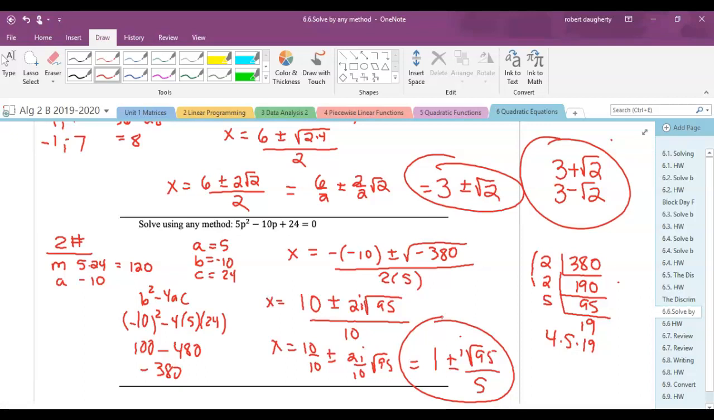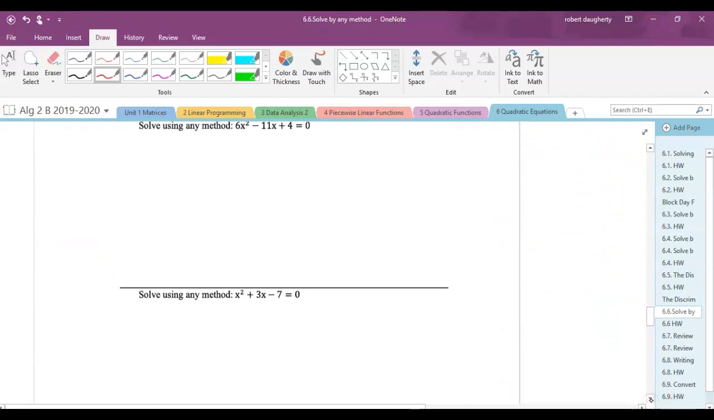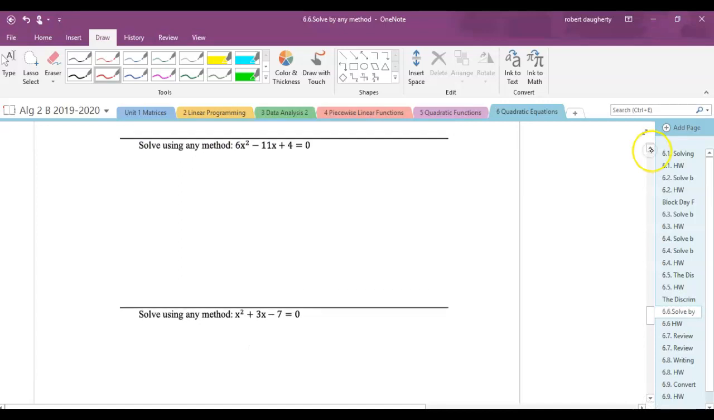2 over 10 is the same as 1 over 5. So 2/10 is 1/5. Okay. So this one, the only way to solve this would have been quadratic formula or completing the square. Quadratic formula is easier than completing the square on this guy. Solve by any method. What about this guy?